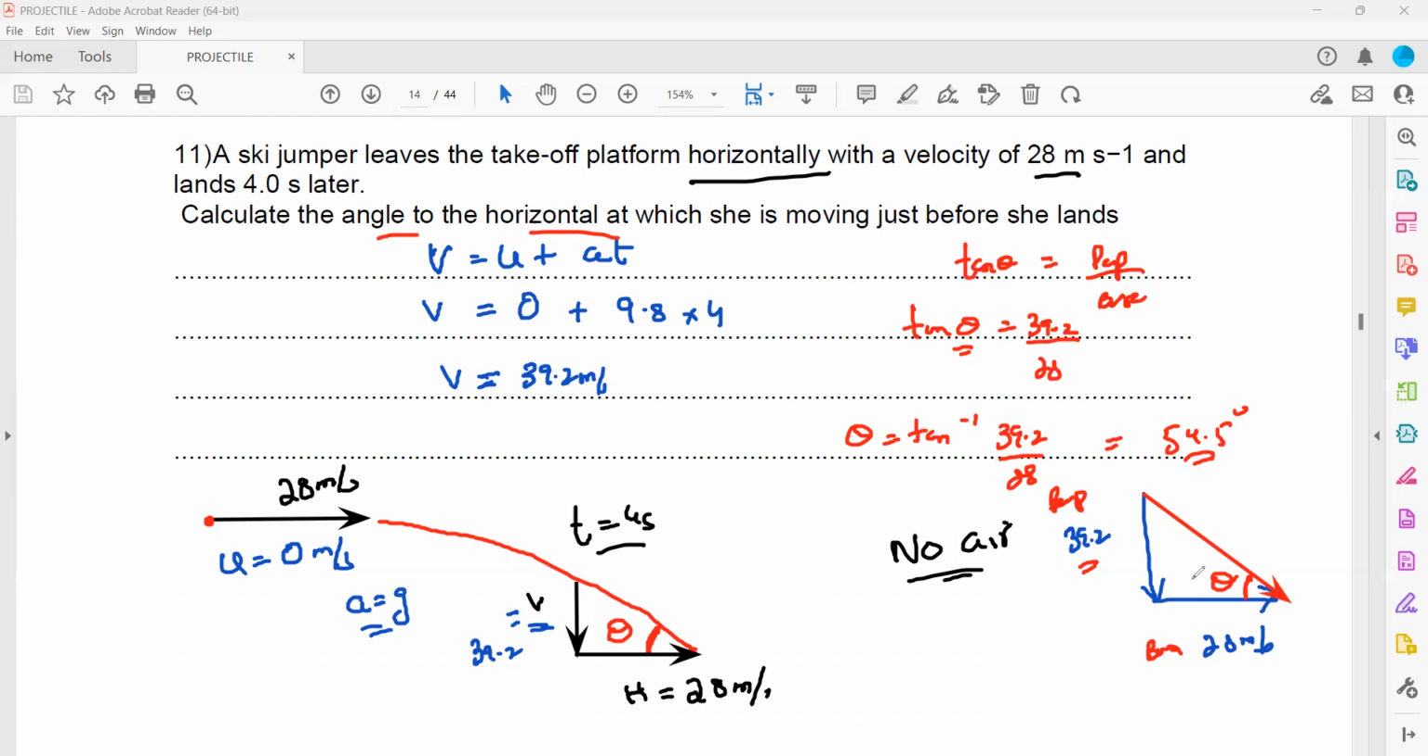But what if they ask what is the final velocity? How do we work out the final velocity? You will use Pythagoras theorem. You have the horizontal component and you have the vertical component, so you use the Pythagoras theorem: the square root of 39.2 squared plus 28 squared.